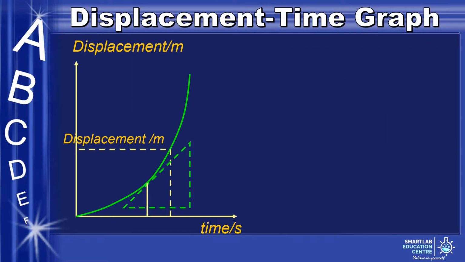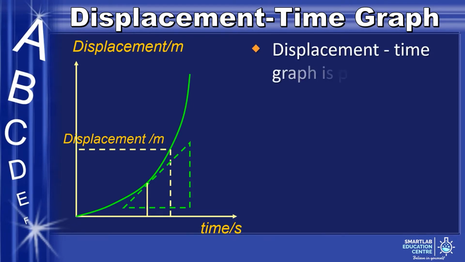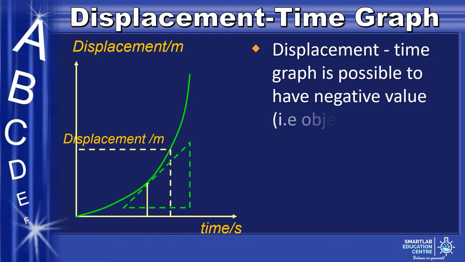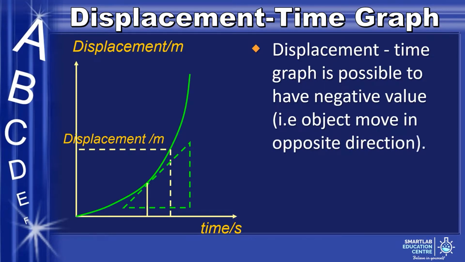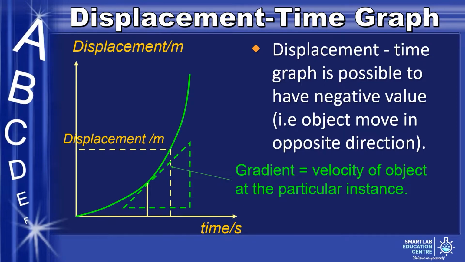The following diagram shows a displacement-time graph. Note that a displacement-time graph can go below the time axis, as an object going the opposite direction can be denoted as a negative displacement. The gradient of the graph denotes the velocity of the object at a particular instance.